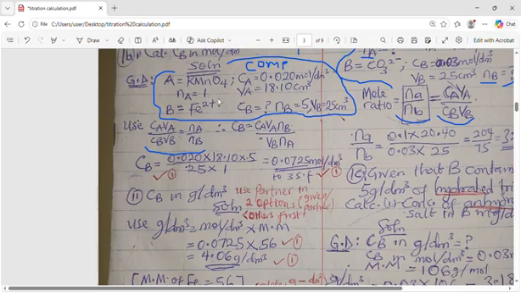Then the second one must be unknown. So CB is unknown. We know our VB, we know our NB. So meaning that it's easier to use CAVA over CBVB equal to NA over NB. So that's number 1 thing.